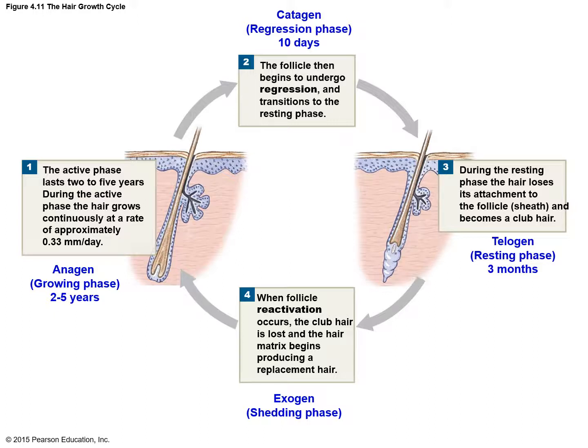The third stage is the telogen, or the resting phase, which occurs for 3 months, and during this phase the hair would lose its attachment to the follicle and it would eventually become a club hair. The last stage is known as the exogen, which is the shedding phase, in which there is a reactivation of the follicle, so the club hair is shed, it is lost.